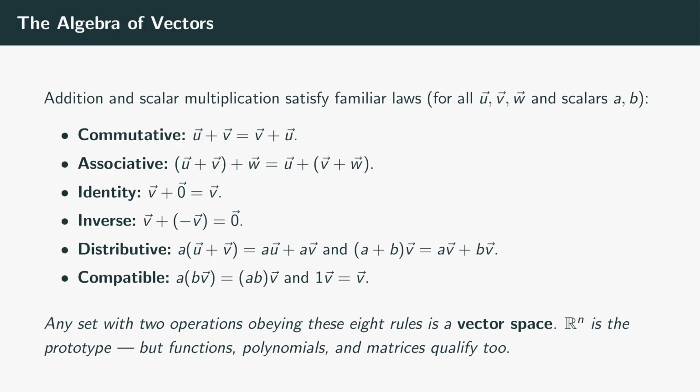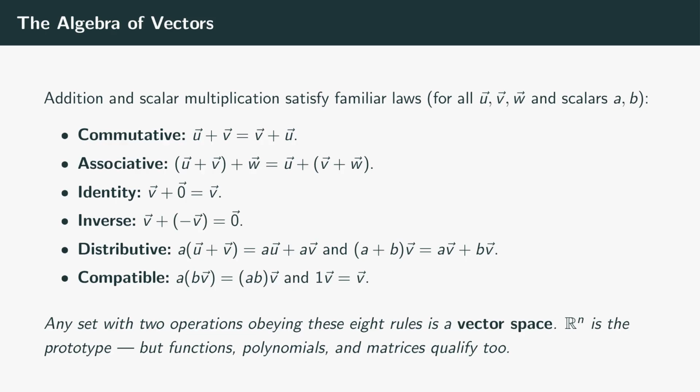Before we meet the zero vector, let's note that addition and scalar multiplication don't just work. They work nicely, obeying all the laws you'd hope for. Addition is commutative, u plus v equals v plus u. It's associative, grouping doesn't matter when you add 3 vectors. The zero vector is the additive identity, and every vector v has a negative, minus v, that adds back to 0.